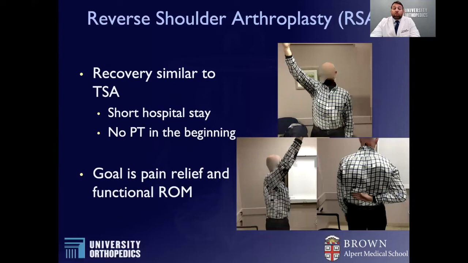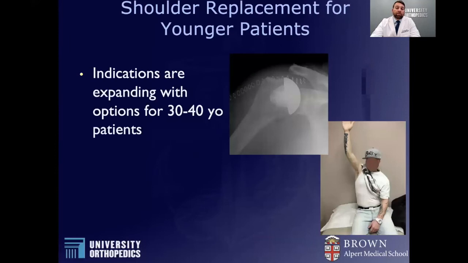Recovery is very similar to the total shoulder, the same time in the sling. All the timelines are pretty much the same, except we don't do much therapy in the beginning. There's a little bit less therapy with the reverse. And the goal of the surgery is pain relief and functional range of motion. But this can be a very good option. And like I said, the indications are expanding a little bit. So there are patients that maybe would have gotten a total shoulder 10 years ago that now we think a reverse shoulder may actually be a better option for them.